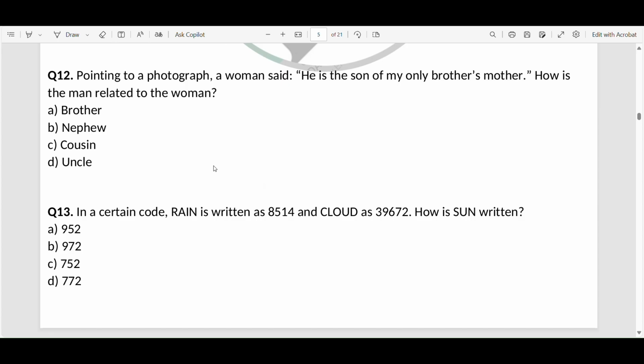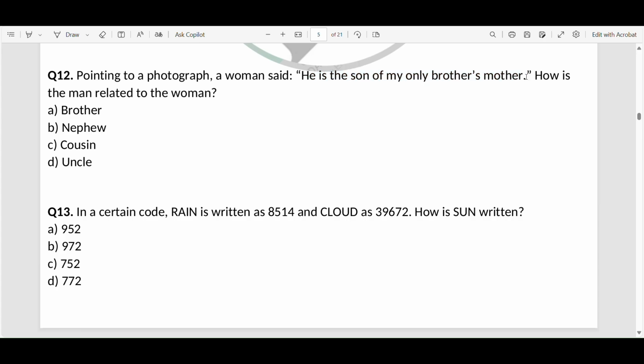The 12th question would be: pointing to a photograph, a woman said, "He is the son of my only brother's mother." How is the man related to the woman? So, first you need to look at this sentence.